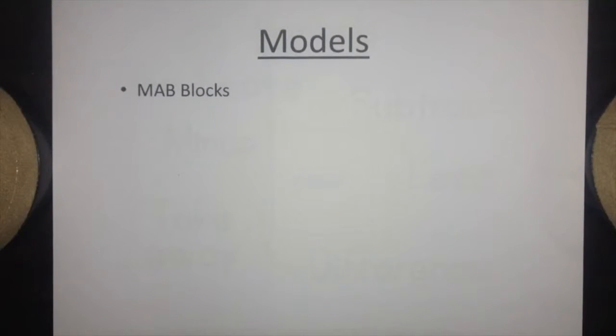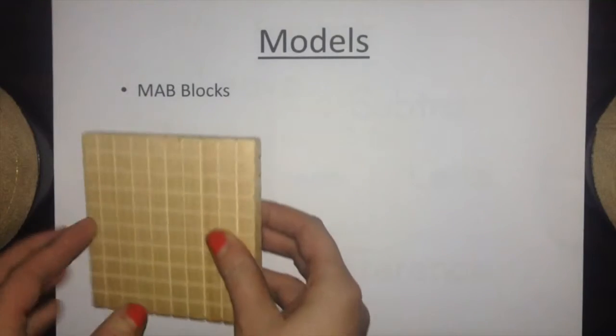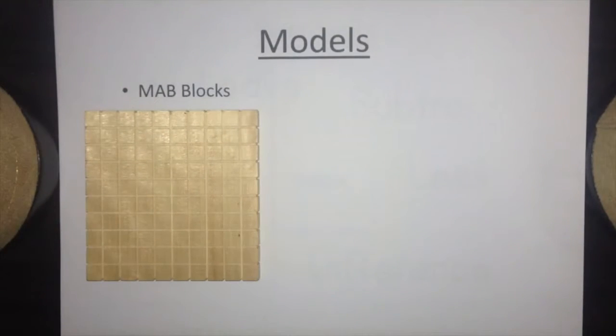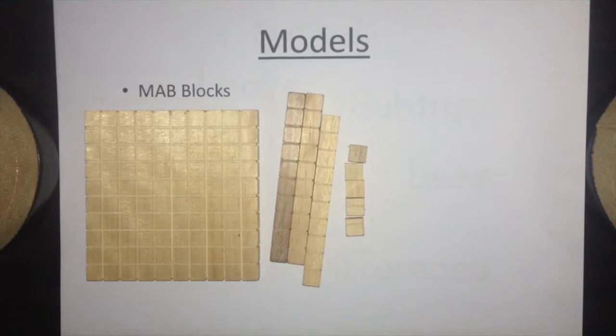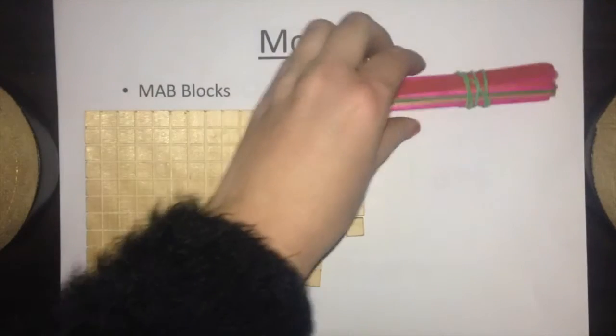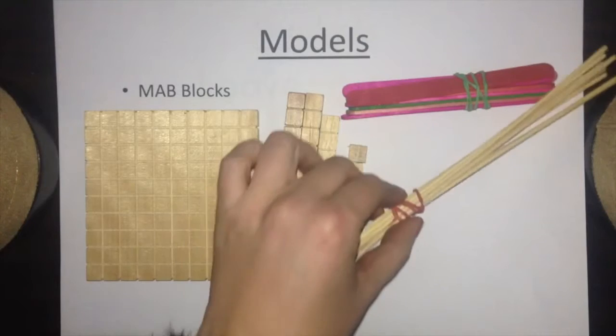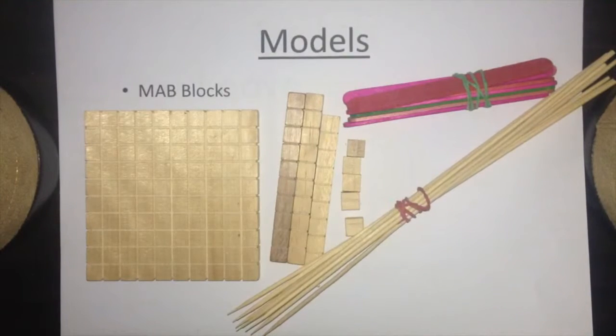Then there come models. First we've got MAB blocks. Models can be used to help children understand the algorithm. They are MAB blocks as well as popsicle sticks and skewers. The popsicle sticks and the skewers won't come till later on, until the children really understand the algorithm and how to use the MAB blocks.